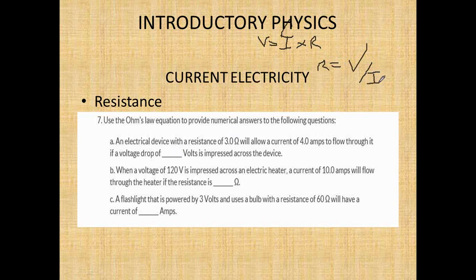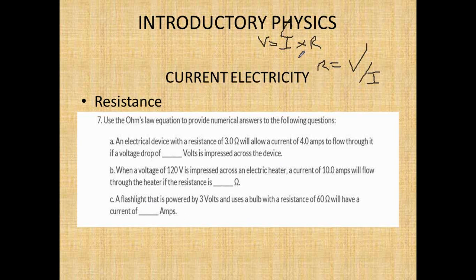So if the volts is 120 and the current is 10, it's 120 divided by 10, so you need a resistance of 12 ohms. 12 ohms. Okay? And then the third one: a flashlight is powered by 3 volts and uses a bulb with a resistance of 60 ohms. What will the current be?